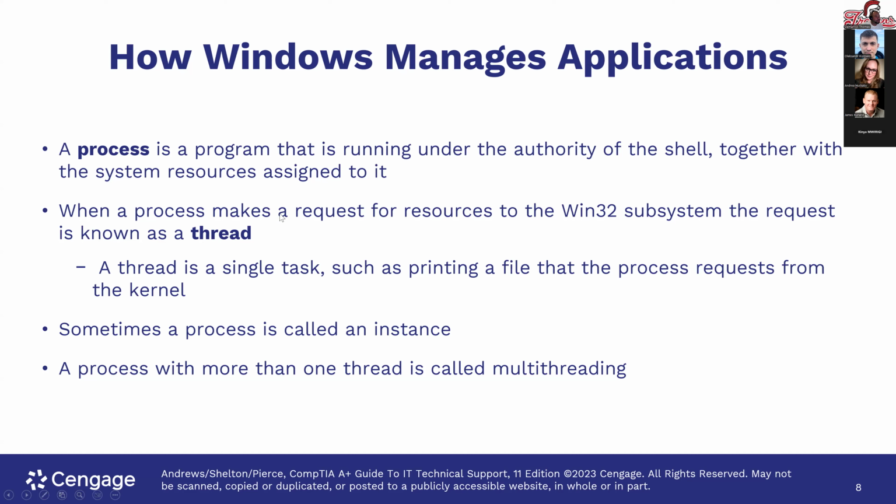When a process makes a request for resources to the Win32 subsystem, the request is known as a thread. A thread is a single task, such as printing a file, that the process requests from the kernel.